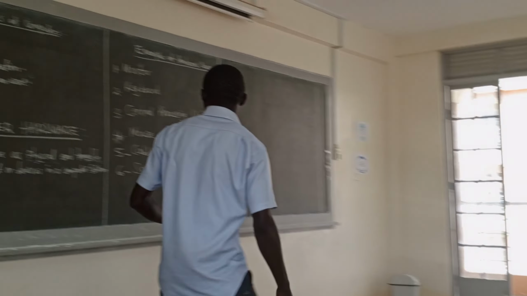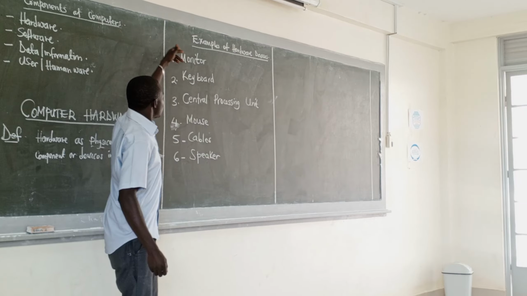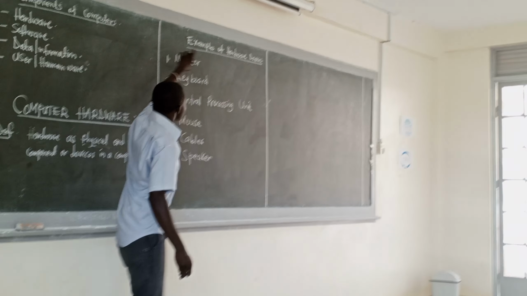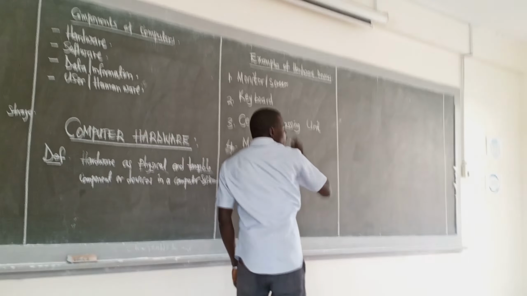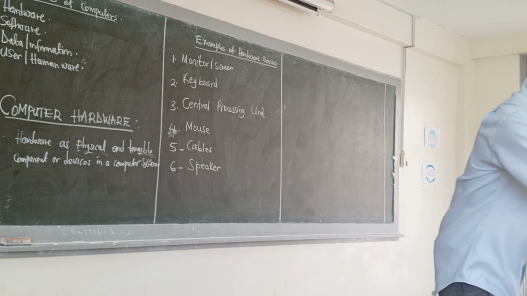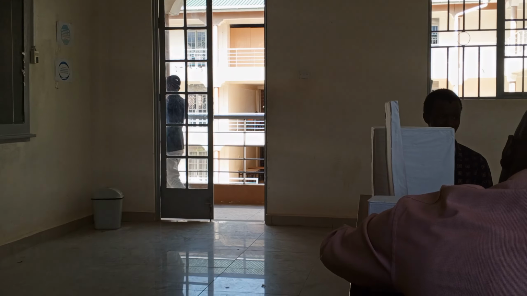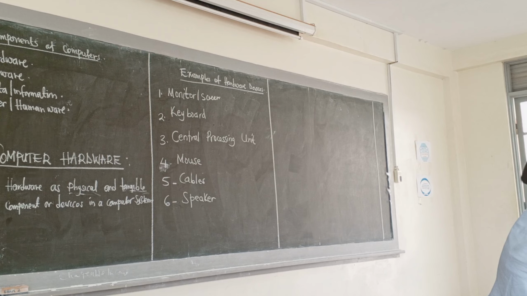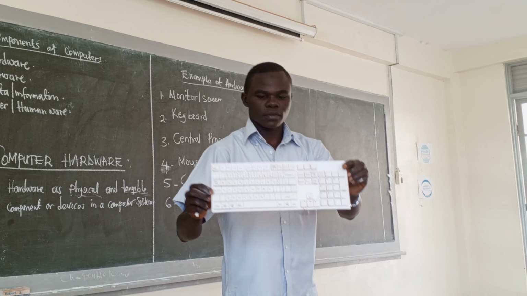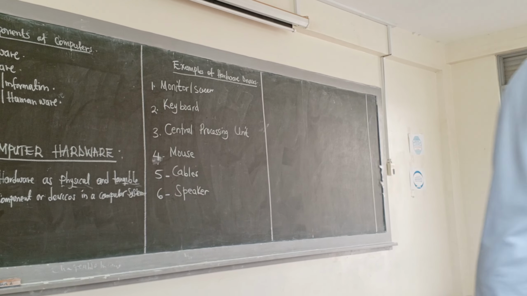So we say one is a monitor. A monitor is the same as a screen. And you can show this. This is what is made by a monitor. And we have the keyboard, which is here. The keyboard is here. And it has very many keys in it.